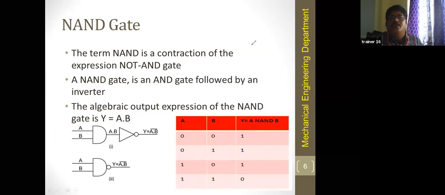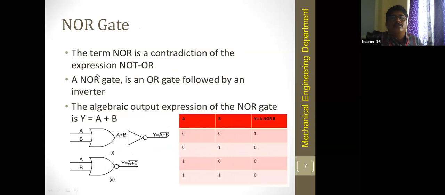Next we'll go for the next one, the NOR gate, right? See here, the NOR gate is a combination of OR gate and NOT gate. This is the symbol of NOR, and this is the NOT gate. And this is the symbol of the NOR gate.